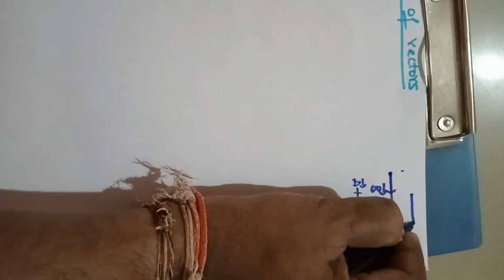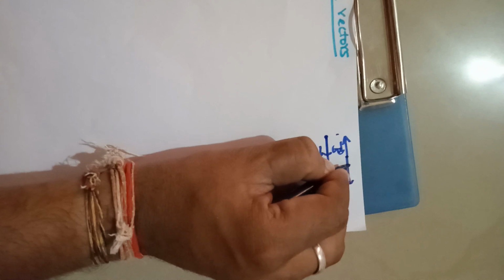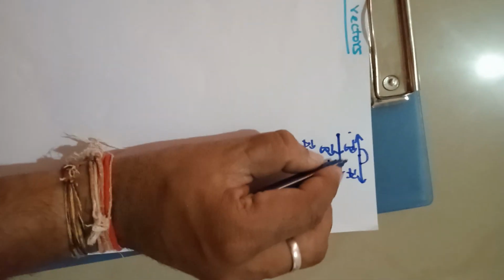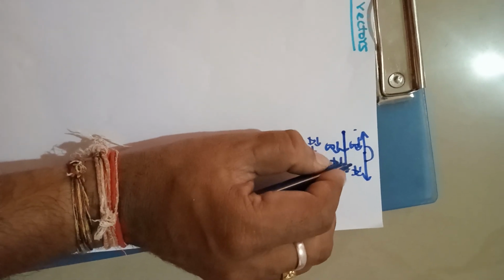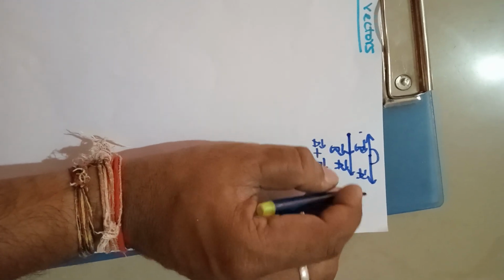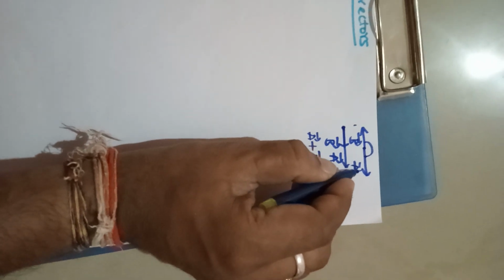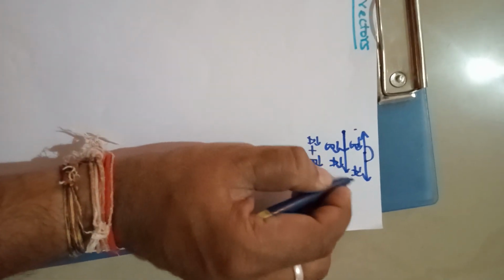And if the vectors are in opposite directions, this is vector a, this is vector b, as you can see they're in opposite directions. In such cases we just need to subtract the magnitude of the two vectors, and the direction of the resultant vector will be same as the direction of the larger vector or the vector with greater magnitude.